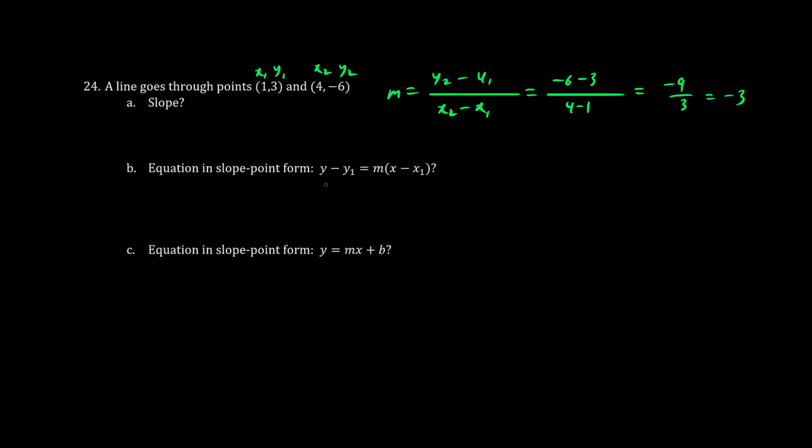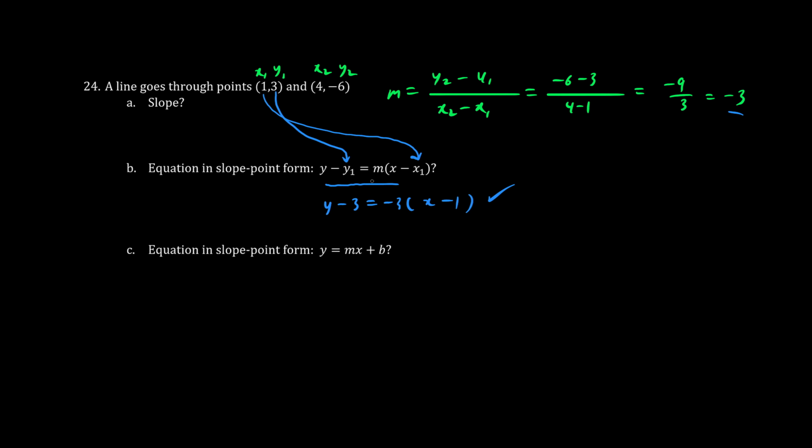Now to find the slope point equation, we just have to substitute either point. Let's plug in x1 here and y1 here. We could have also used the second point, but I'm just going to use the first point. So y minus 3 equals m, which we found previously, x minus 1. So this is our slope point form.